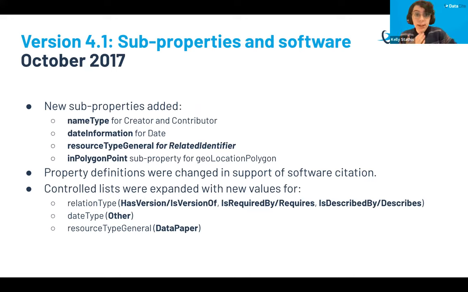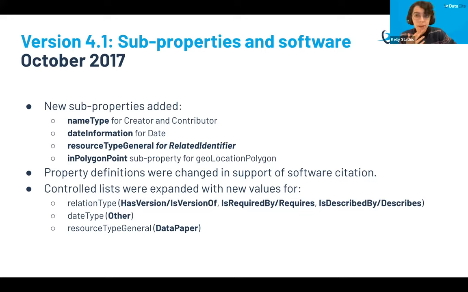So the next minor version, again, added more subproperties focused on support for software DOIs this time. And so the new subproperties were name type for creator and contributor, date information for date, resource type general for related identifier. And this allows users to specify the type of the related resource and in polygon point for geolocation polygon.